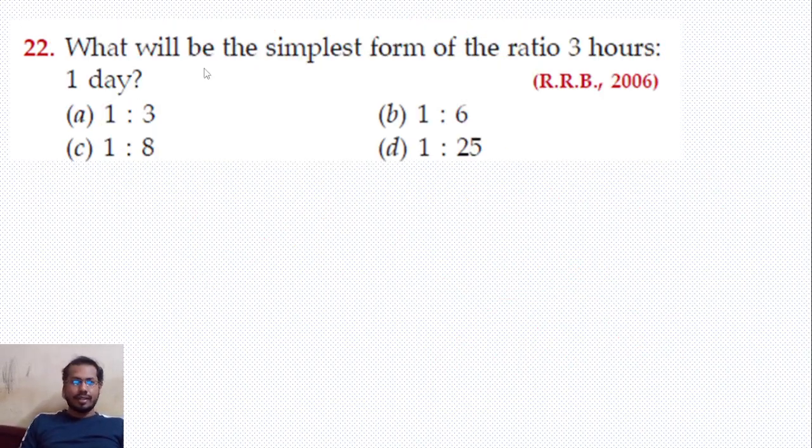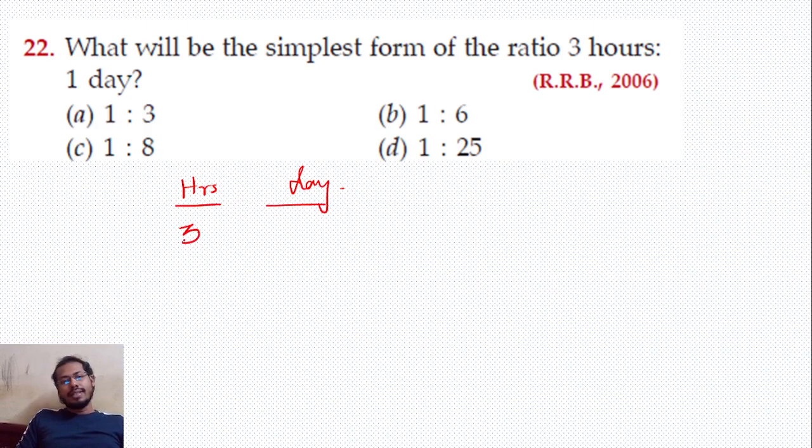Next question. What will be the simplest form of the ratio 3 hours to 1 day? One side is hours and another side is day. In 1 day we have 24 hours, so 3 over 24, solve it and the answer is nothing but 1 by 8.